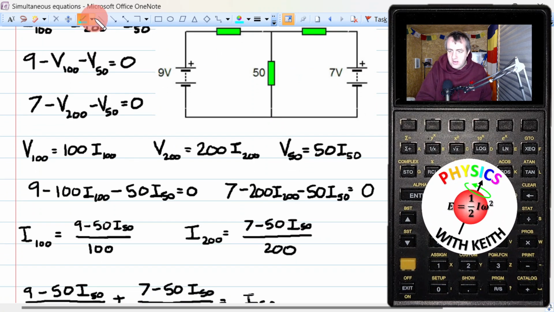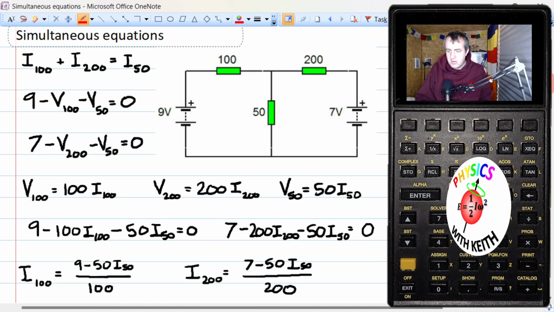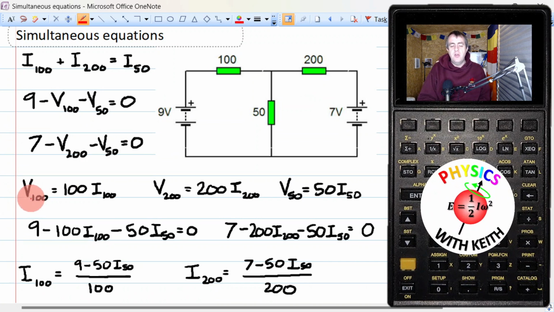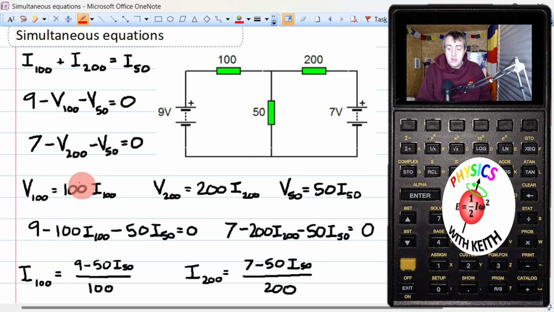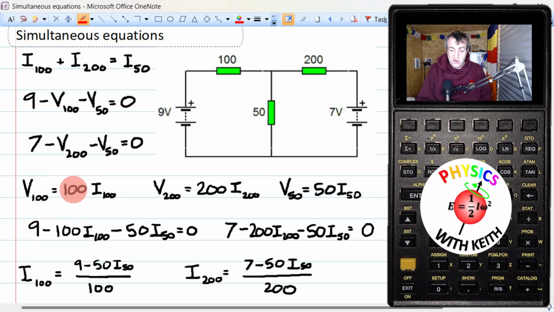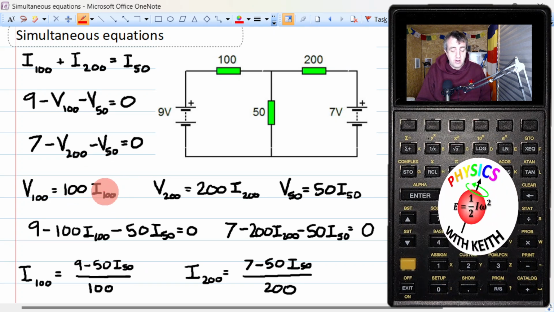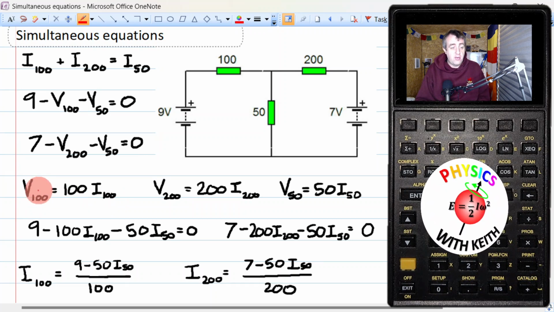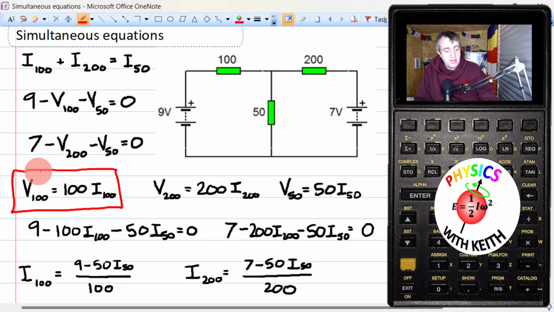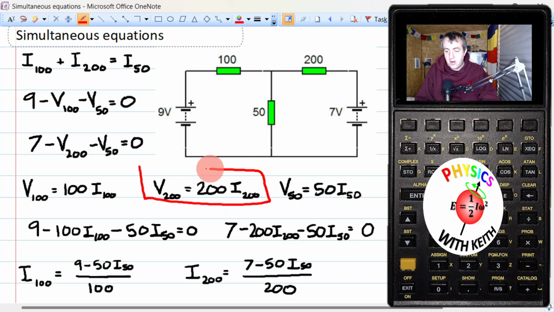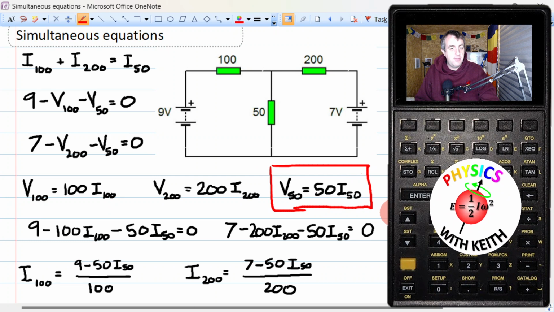I'll leave it so you can see everything on the screen at the same time, as much as possible. The first step, I've used the definition of resistance, so V equals IR. This here, 100, is the resistance of the 100 ohm resistor, times the current passing through the 100 ohm resistor is equal to the potential difference across the 100 ohm resistor. So that is just V equals IR applied to the 100 ohm resistor. Then we've got V equals IR applied to the 200 ohm resistor and V equals IR applied to the 50 ohm resistor. Fine.